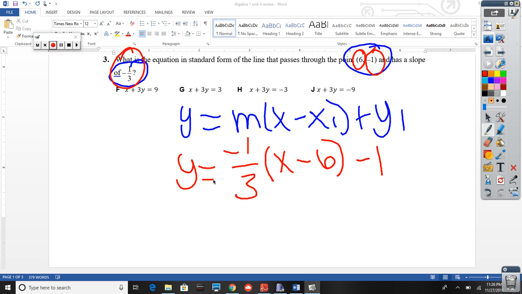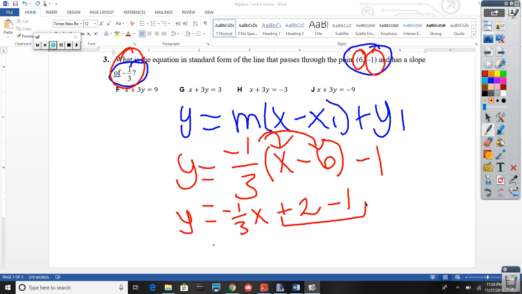So first of all, I'm going to multiply this one with that one. Negative 1/3 times x is negative 1/3 x. Negative 1/3 times 6 gives me positive 2. Bring down the negative 1. And then I can combine these like terms right here: 2 minus 1 gives me 1. So negative 1 over 3 x, and then positive 1.